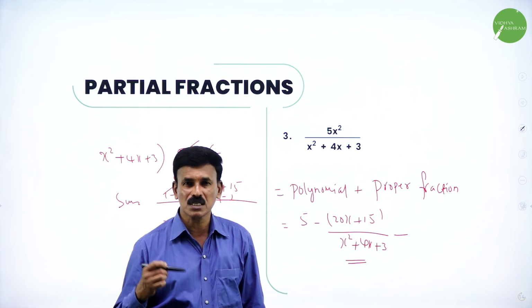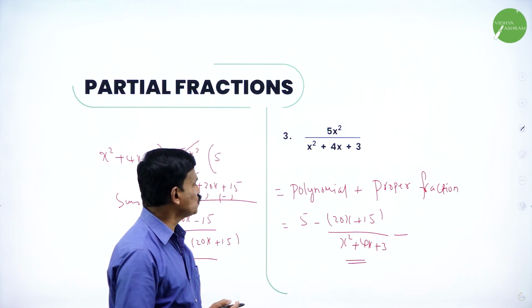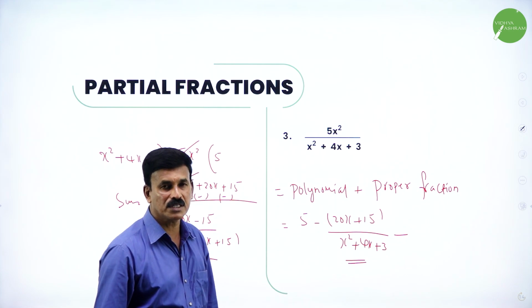So these are a few examples for converting an improper fraction into a polynomial and a proper fraction. Hope you followed. This is a very important method.